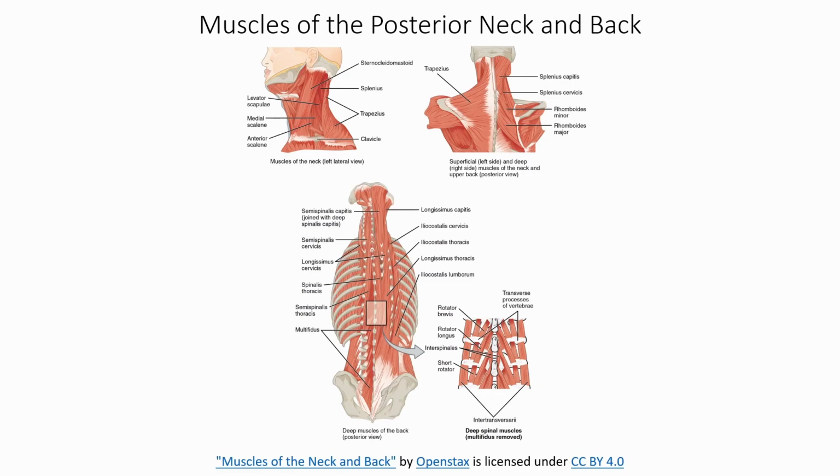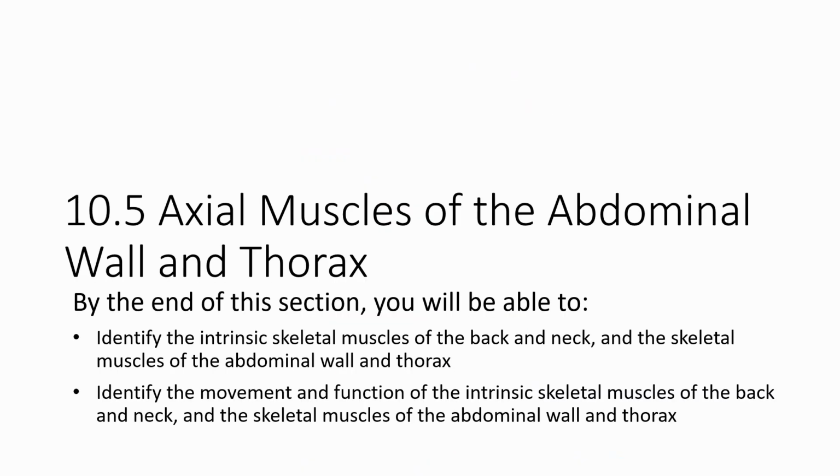We also have the rotator brevis, the rotator longus, and the short rotators. Those are found on those transverse processes, and it's going to help you with rotation, right? So remember, turning along a single pivot point, so rotating the vertebra individually. So when one of those sides is contracting, it's going to allow you to rotate towards the side that is contracting.